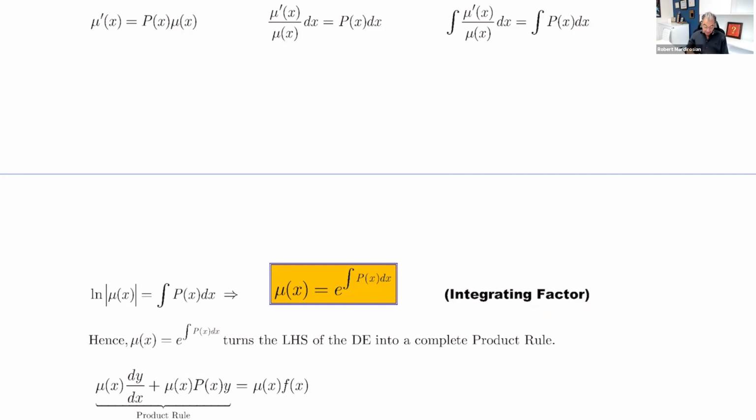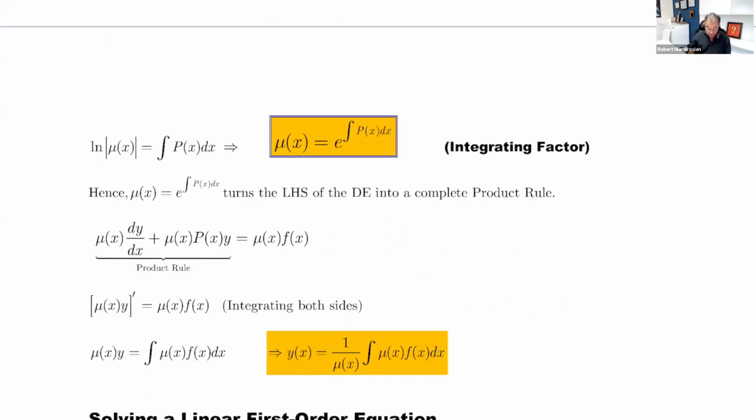Now let's go over this. Since mu of x is equal to e to the power of the integral of p of x dx, it turns the left-hand side of the differential equation into a complete product rule. So now let's see what happens. We said mu of x times dy/dx plus mu of x times p of x times y equals that, and that's the product rule. So what is this? It's the product rule of what? Of mu of x and y.